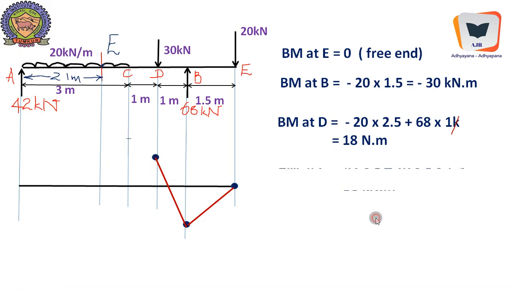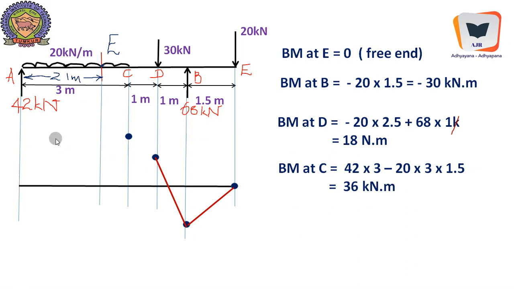And bending moment at C, we can come from this side. So 42 into 3, which is positive because it will lift the beam up, creating sagging, minus 20 into 3, equivalent concentrated load, and the moment arm. The equivalent concentrated load will be at the center. Therefore, the moment arm will be 3 by 2, that is 1.5. So whenever we move over the beam, this is a very important point.